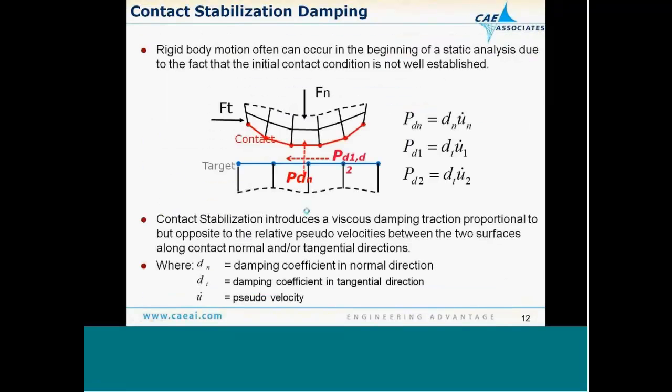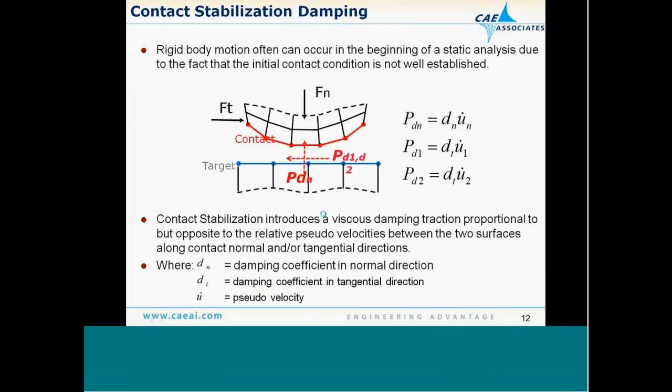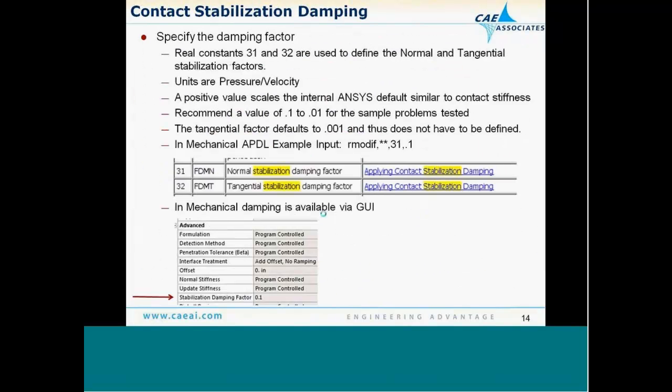If you run Workbench, Workbench will automatically set the stabilization to 2, meaning to use it at all load steps, and then you input the coefficient, which becomes a real constant related to the contact pair. What makes the most sense for a value? Again, it's problem dependent. For the examples I've run, I'm seeing somewhere between 0.1 and 0.01. It also internally will give you a tangential factor that defaults to a percentage, 0.001 of the normal value.